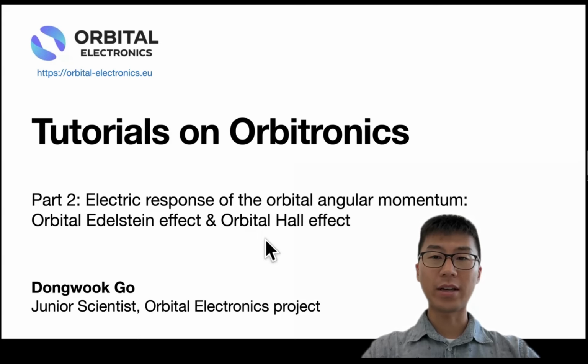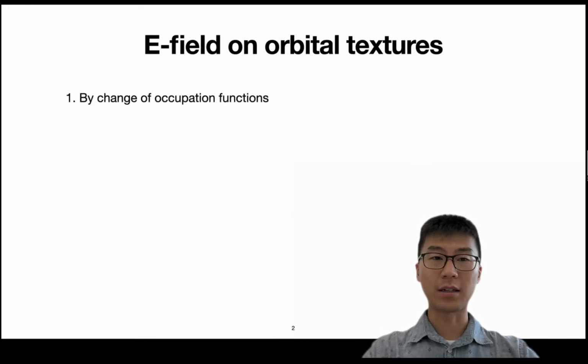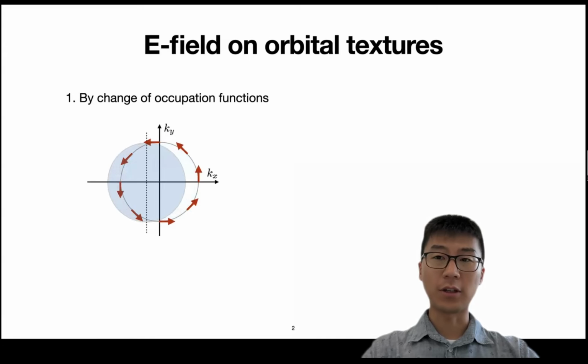So the main question that we would like to ask in this part of the tutorial is what happens when we apply an electric field on orbital textures. In this case, we can expect two different effects in a bigger sense. The first type of effect that we would expect is the change of occupation functions, which means by momentum relaxation, we can shift the occupation function. And this can result in a very non-trivial effect if there is orbital texture, angular momentum texture in equilibrium.